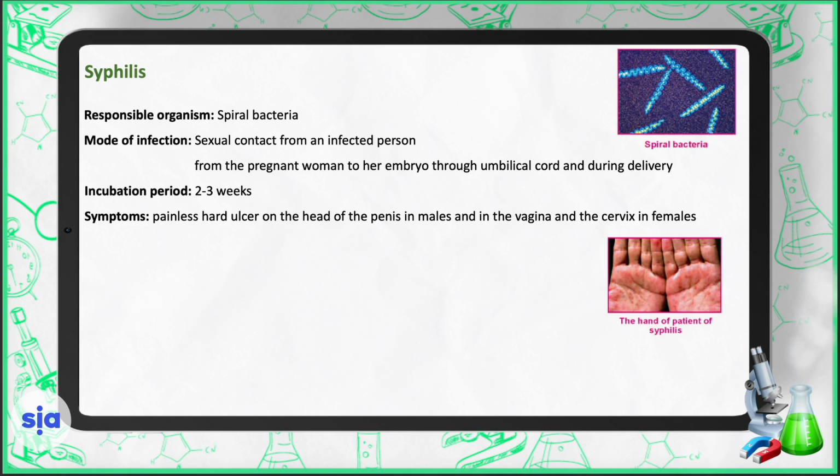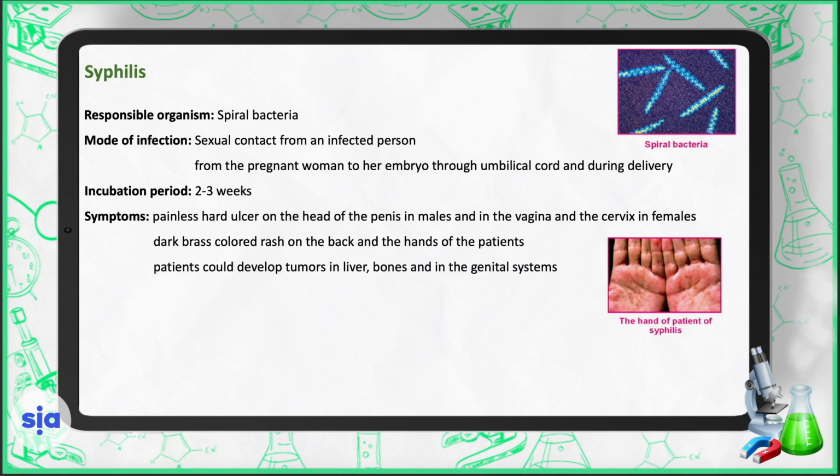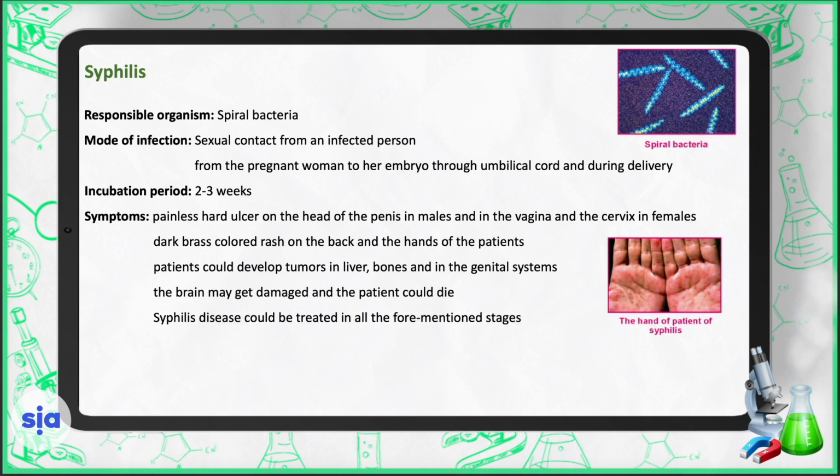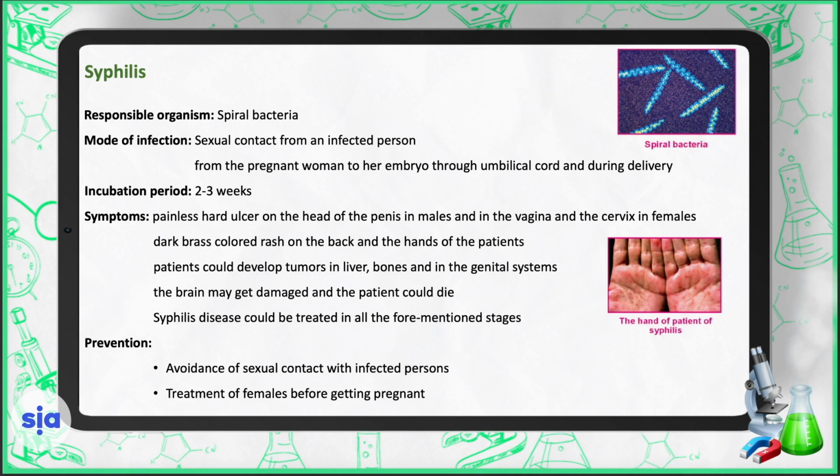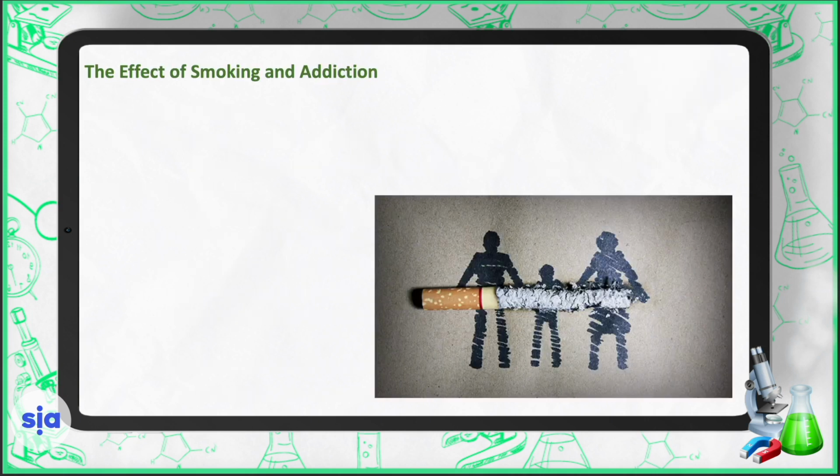Symptoms include painless hard ulcer on the head of the penis in males and in the vagina and the cervix in females. Dark brass-colored rash on the back and the hands of the patient. Patients could develop tumors in the liver, bones, and in the genital systems. The brain may get damaged too, and the patient could die. Syphilis disease could be treated in all the aforementioned stages. Syphilis can be prevented by avoidance of sexual contact with infected persons and treatment of females before getting pregnant.